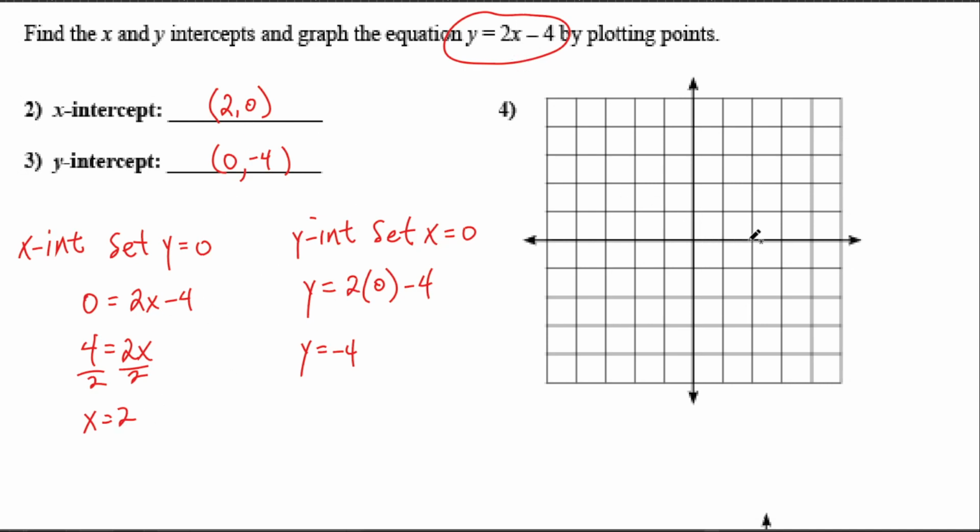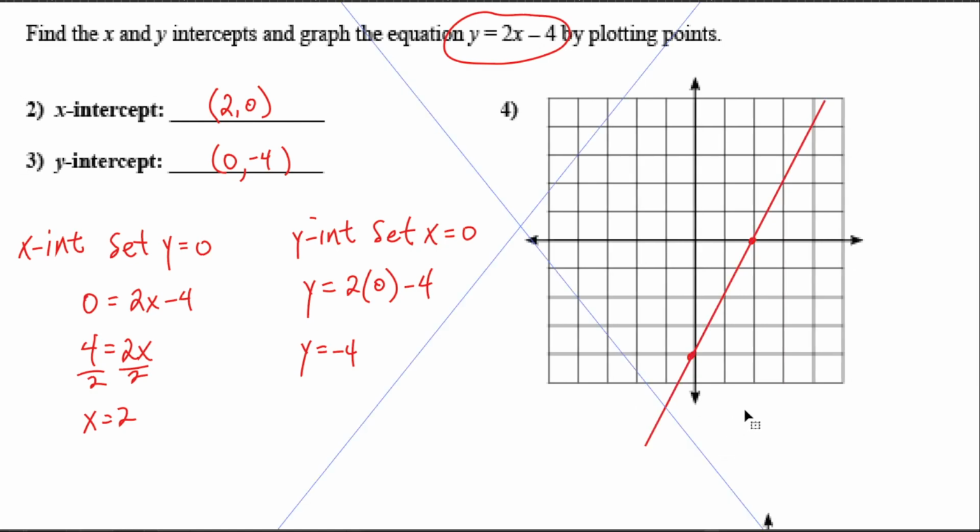So 2, 0. 2, 0 is right there. 0, -4. 1, 2, 3, 4, right there. And then you get a nice straight line, and it looks like that. And again, don't just connect the 2 dots. Make them go beyond so it looks like a line. All right, so bam, bam, there you go. There's your graph. If you look at it, it's y equals 2x minus 4.